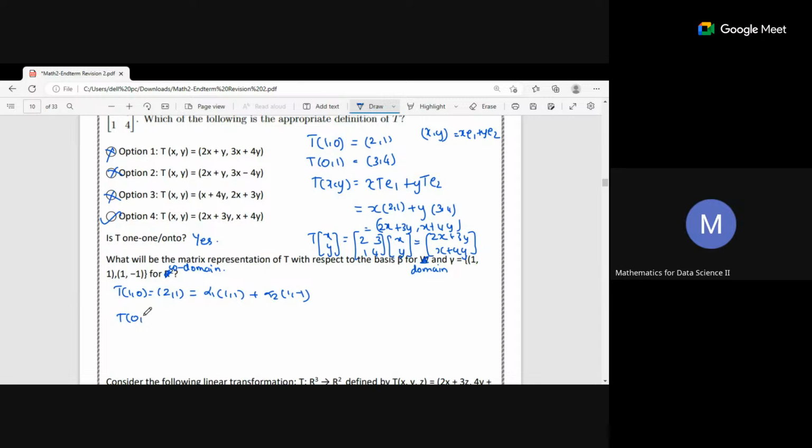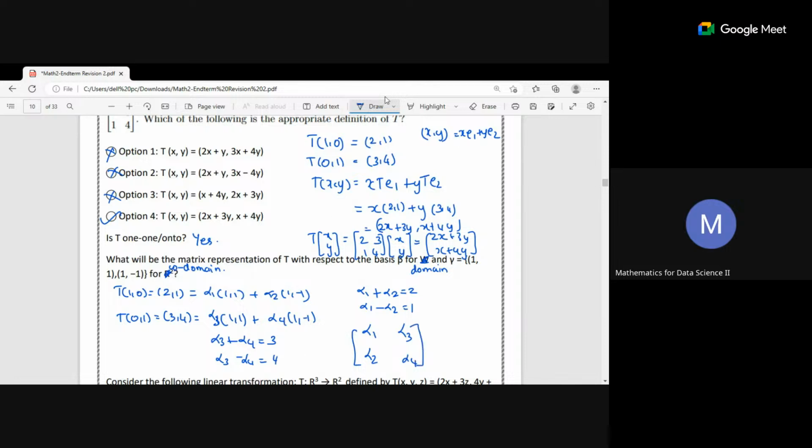Same way, what is T of (0, 1)? It is (3, 4), and you need to express it as a linear combination of (1, 1) and (1, -1). So what is the equation you need to solve? Alpha 1 plus alpha 2 is equal to 2. Alpha 1 minus alpha 2 is equal to 1. Same way, alpha 3 plus alpha 4 is equal to 3 and alpha 3 minus alpha 4 equals 4. If you solve these equations, then alpha 1, alpha 2, alpha 3, alpha 4 is your matrix representation.